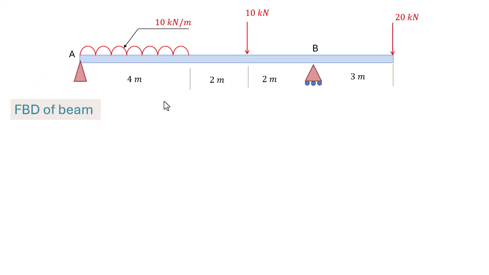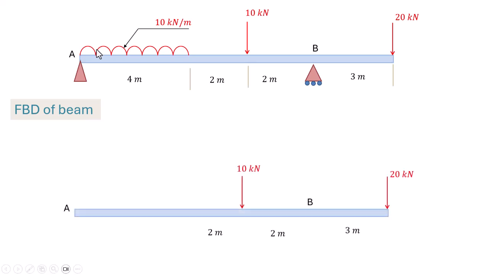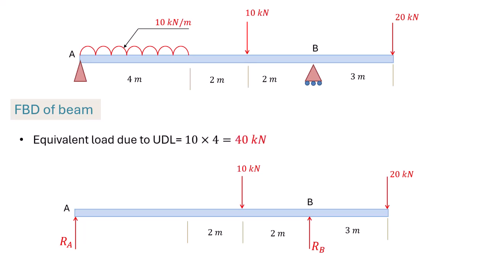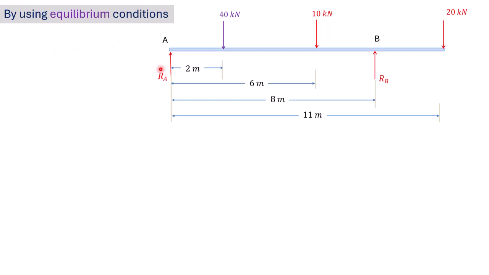Here, we need to convert the UDL, that is the uniformly distributed load, into an equivalent load which acts at the center of the rectangular load, that is the center of the UDL. For a UDL, the magnitude of the equivalent point load is calculated by using the following relation: load equals intensity times the perpendicular distance. This is the complete free body diagram of the beam. Now, using equations of equilibrium with proper sign convention, we solve step by step.